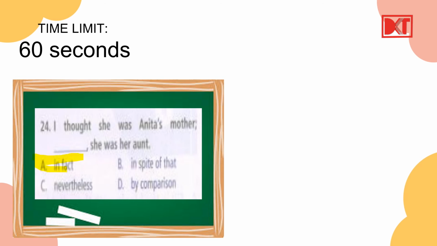We have the same options as the previous question. Now here "in fact" is used when we have to say "in reality". First thing we say and then we say "in fact", which means despite this, in reality, what is the truth? Okay. So in fact, she was her aunt. Alright. And for the others, I explained to you in the previous question.